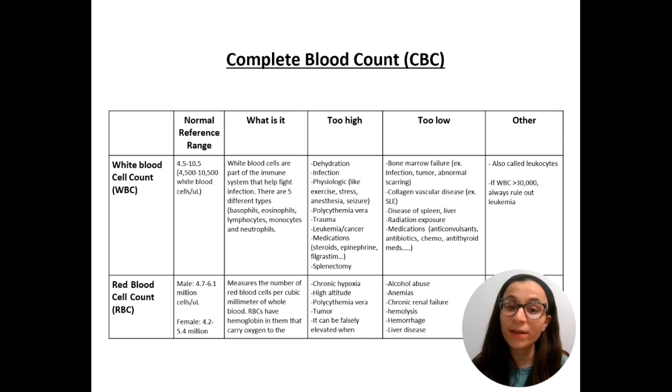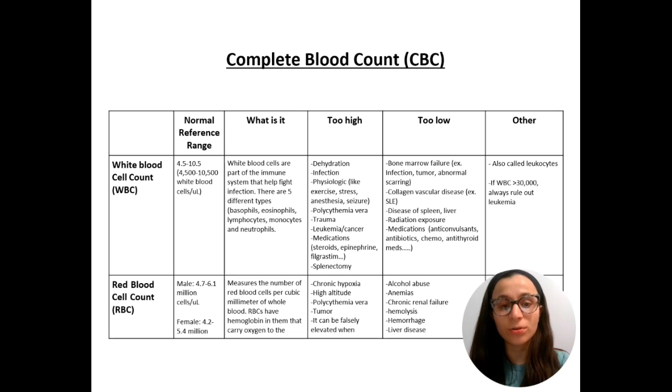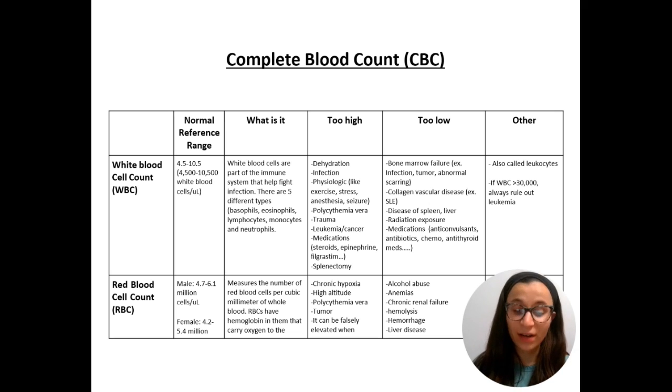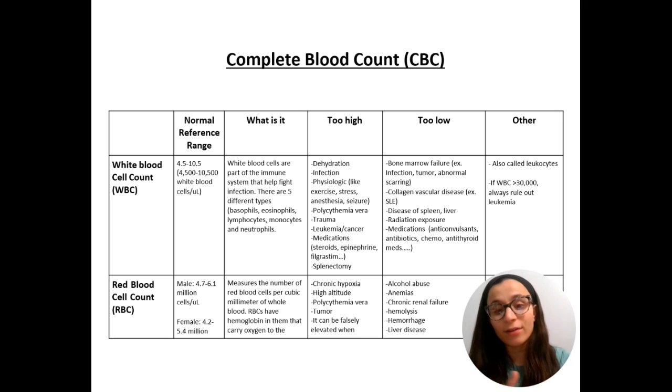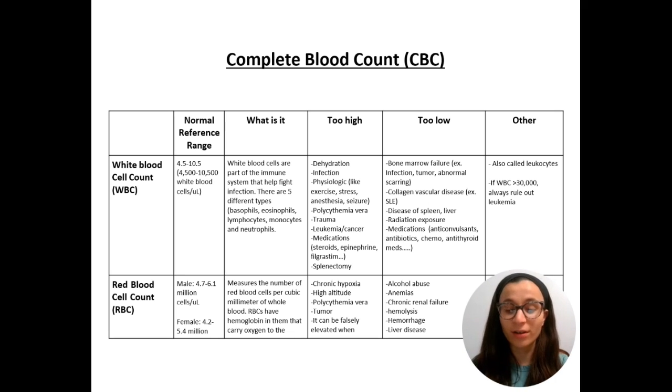It could be too low for many reasons, like bone marrow failure. A lot of times cancer patients will have it too low. The problem is that when it's too low, like we said before, the white blood cells are part of the immune system that fight infection. So they're not going to have enough soldiers out there to fight the infection. They're immunosuppressed and at risk for infection, because they don't have that many soldiers to fight it.